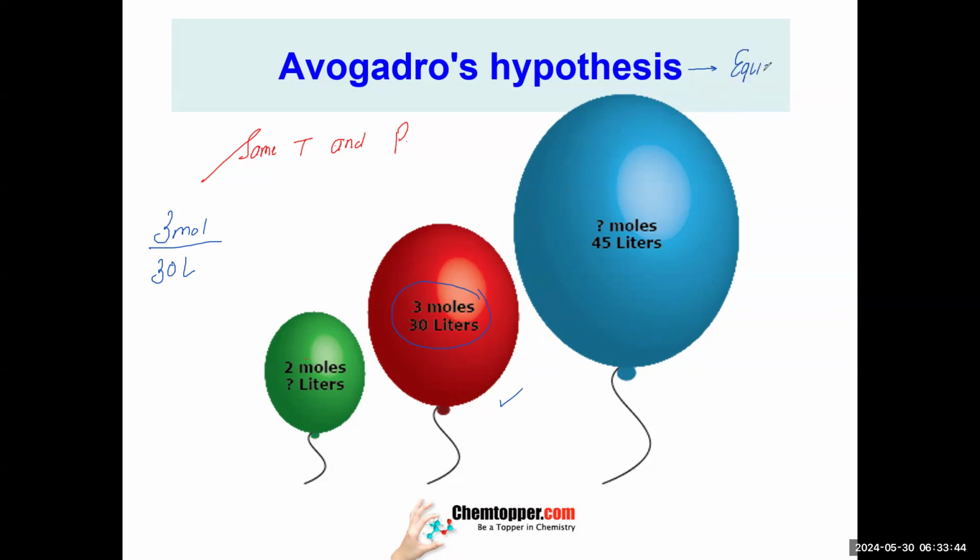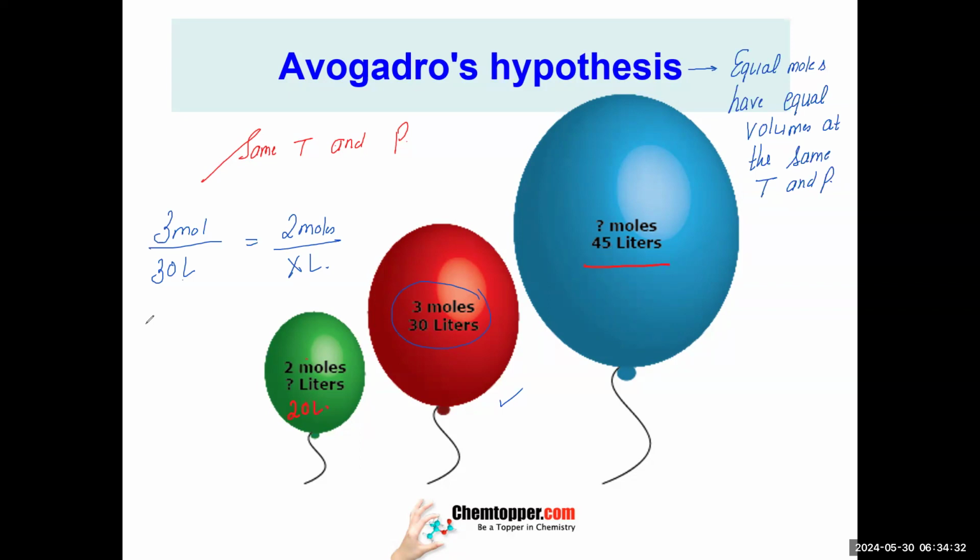Equal moles have equal volumes. These are only for gases, equal volumes at the same temperature and pressure. So 3 moles have 30 liters. So 2 moles will have how many liters? Can you work out this? Yes, that's the answer. Very good, Mayank. So this is 20 liters.